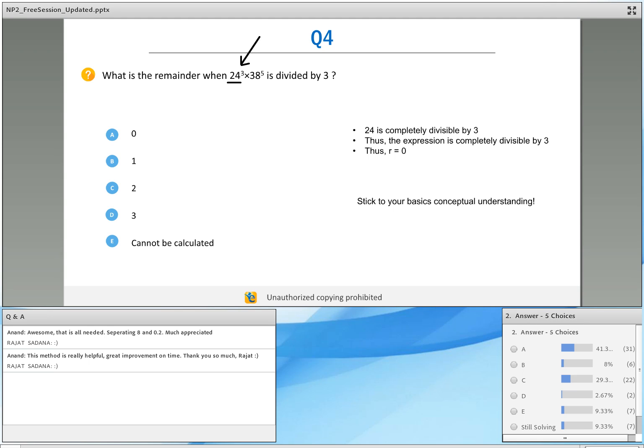And the thing that I want to make sure is, we told you the method, but you can stick to your basic understanding. That doesn't go away. The method is to make you more efficient. That's all there is. Even if you use the method, you basically said, let me just do 24 by 3 first, and then worry about 35, because 24 seems to be divisible by 3.